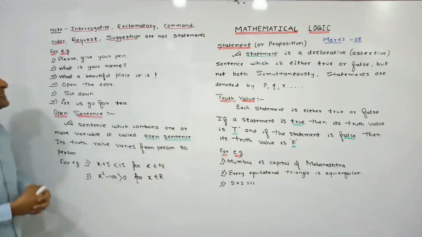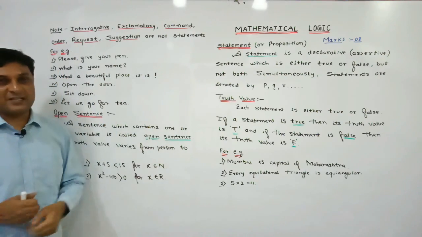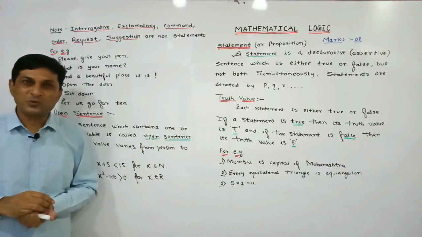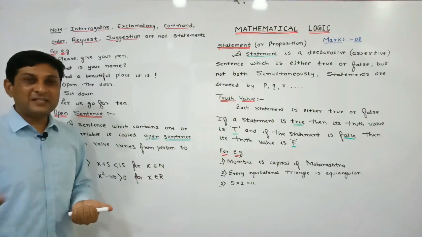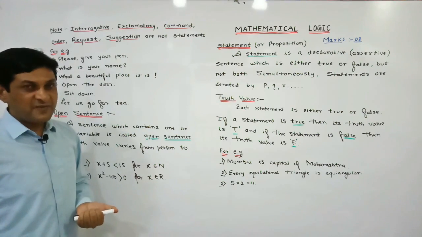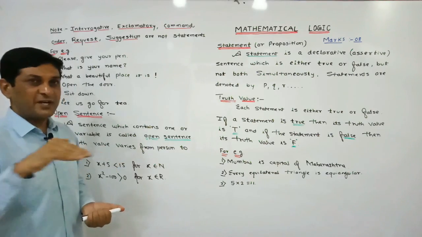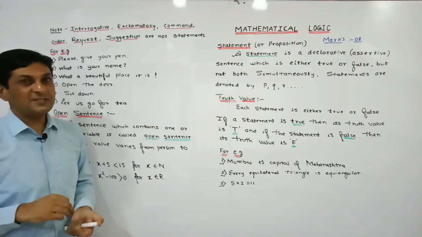Just consider the example here, interrogative sentence. Interrogative means what? Question mark is there. What is your name? What is your name? We are not able to identify whether it is true or false. Where are you going? How are you? In this case, we are not able to identify truth value, meaning we are not able to identify whether it is true or false. So that's why we can say that interrogative sentences are not statements.